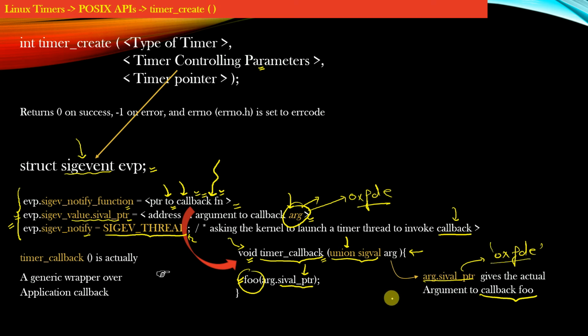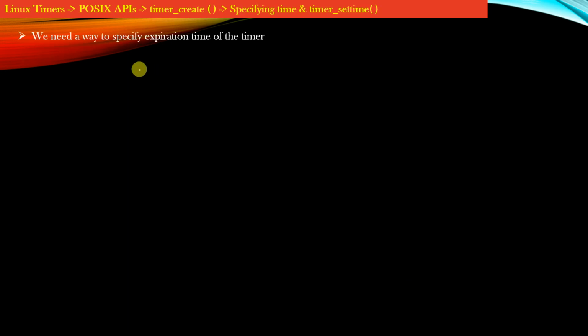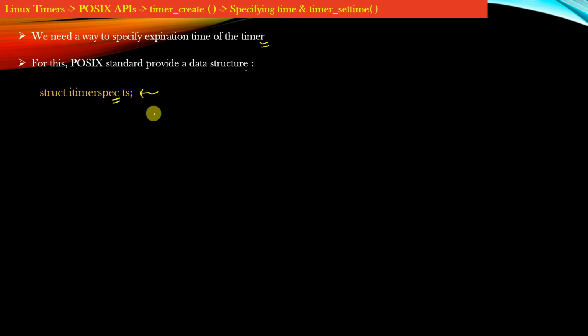So now let us spend some more time discussing the theory, and then we will start the implementation of our timers. Now the next thing that we need is a way to specify the expiration of the timer, right? That is, after starting the timer, how many seconds or nanoseconds we want our timer to expire or fire. For this, the POSIX standards provide us the data structure itimerspec. Again, a new data structure which probably you haven't heard of. This data structure is only used to specify the time.